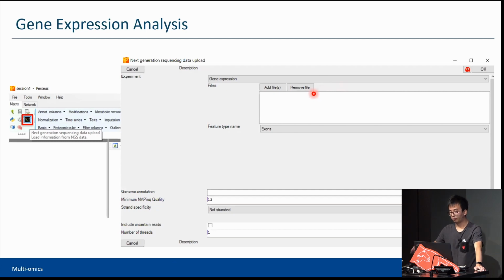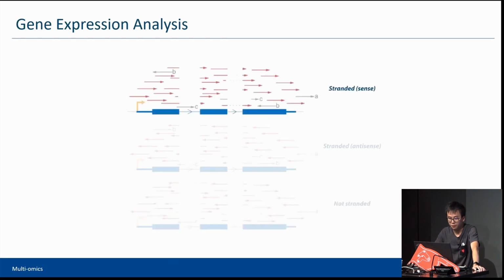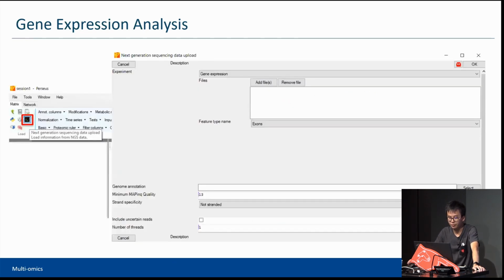Then there is a parameter, strand specificity. For this option, you basically get this information from the people that do the genome sequencing for you. It shows the direction of the sequencing. So after you specify the parameter, you click OK, and you get the gene expression table.